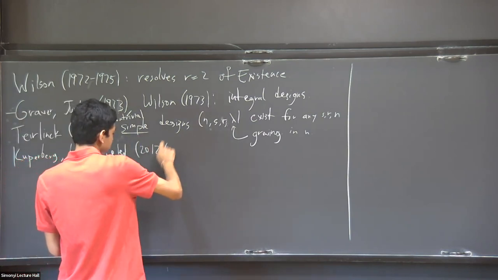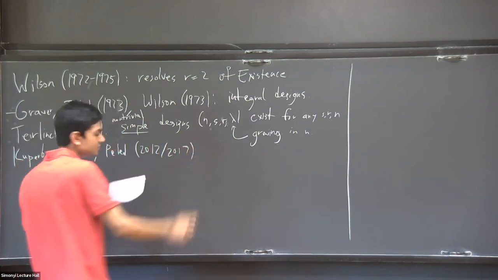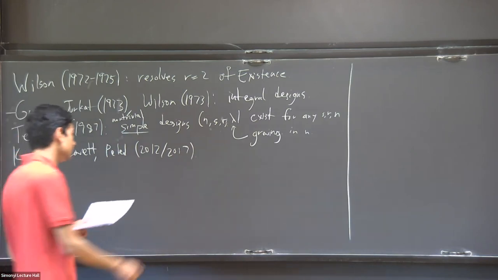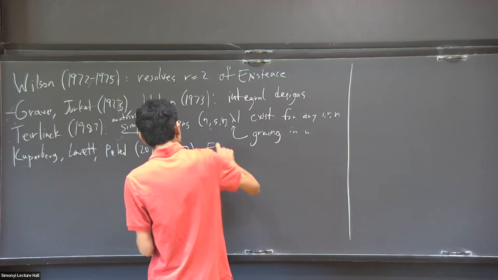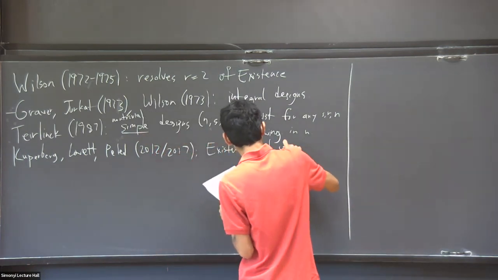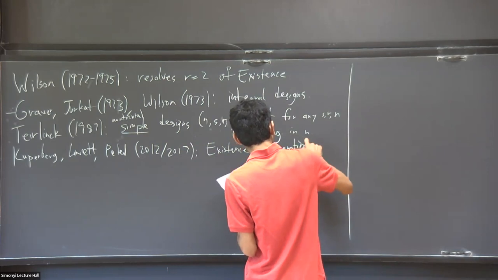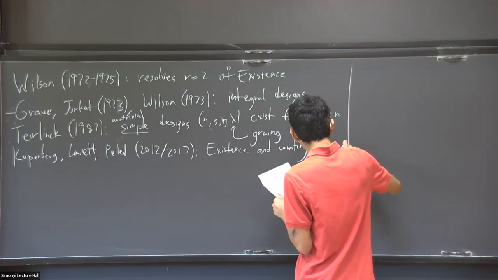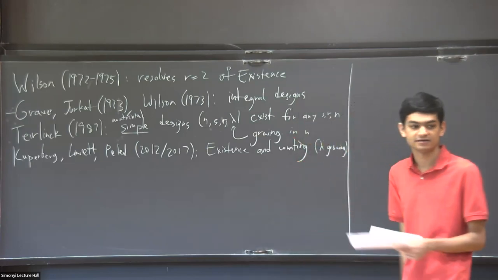The precise dates are a little funny because there are a couple of versions. I'll just say 2012 to 2017. And they actually show existence and counting of such designs. But again, lambda is growing. Lambda, again, is some polynomial on it, at least.